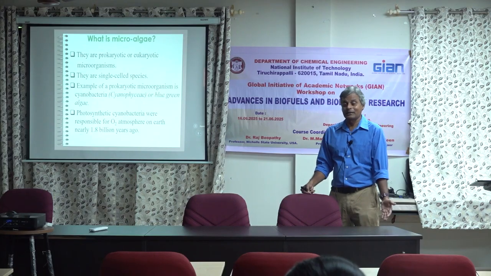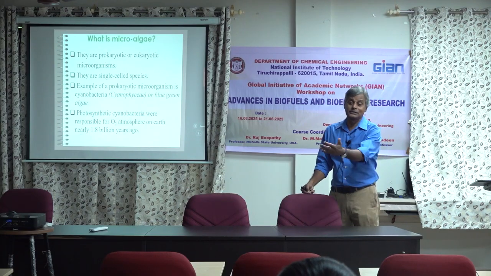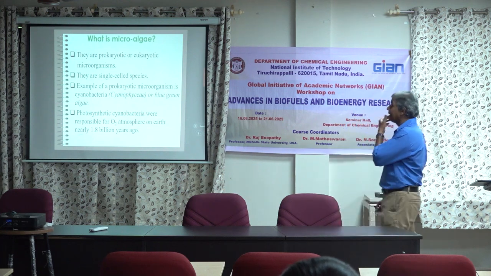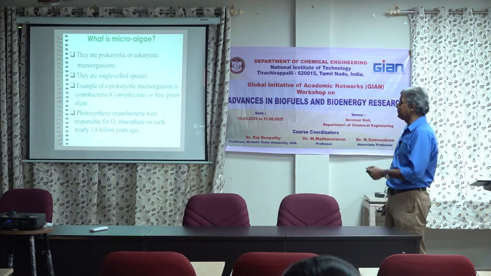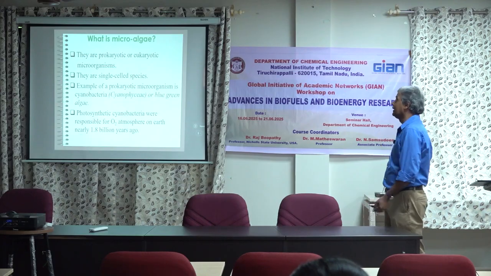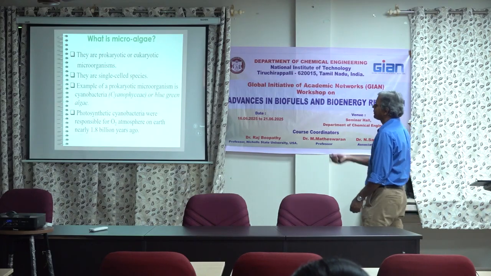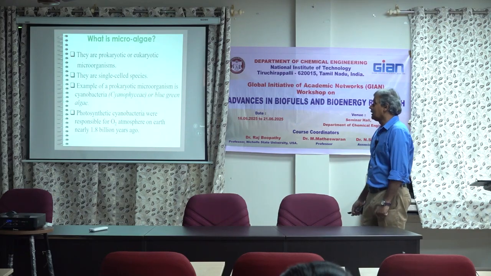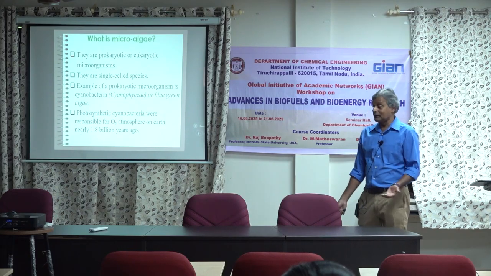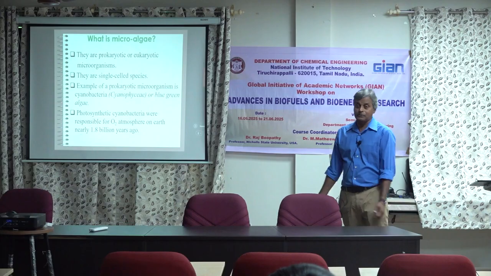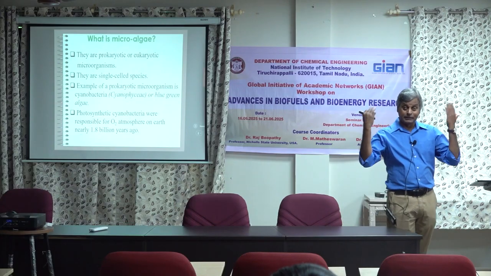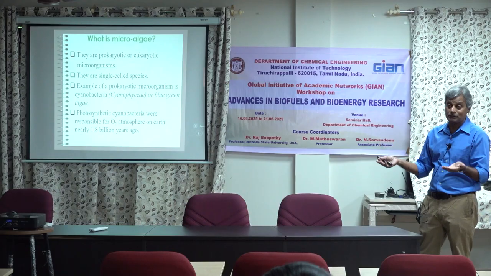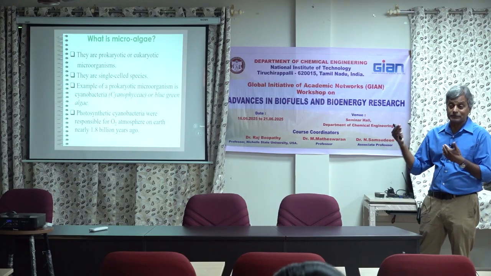The cyanobacteria, people call algae, blue-green algae. They call it, but it's not algae. It's a bacteria. So they are single-cell species, the microalgae. Examples of prokaryotic microorganisms is cyanobacteria. We call this blue-green algae. They are photosynthetic cyanobacteria, responsible for creating the earth as a livable earth.